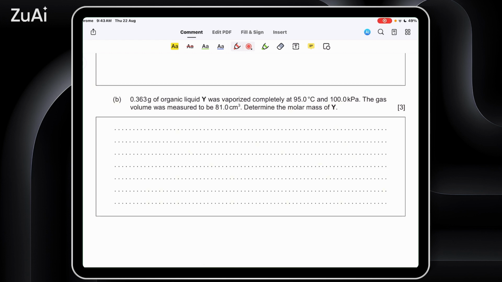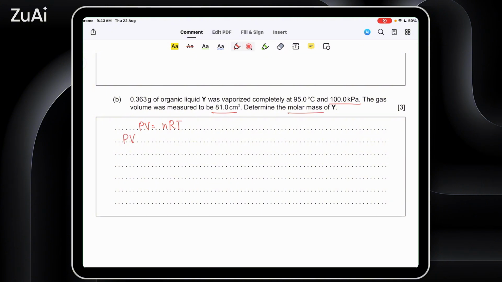So 0.363 gram of organic liquid Y was vaporized completely at 95 degrees Celsius and 100 kilopascal, and the gas volume was measured to be 21, determine the MR. That's so easy. We have to apply PV is equal to nRT. We have to identify the MR.